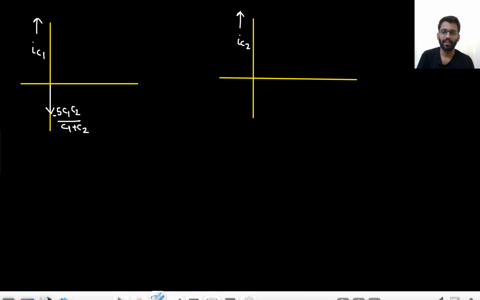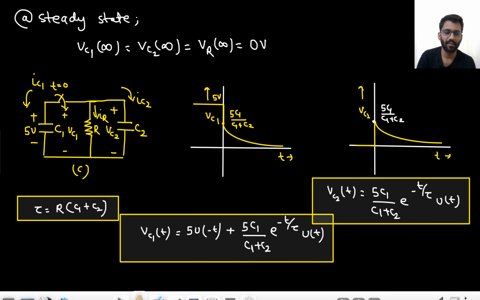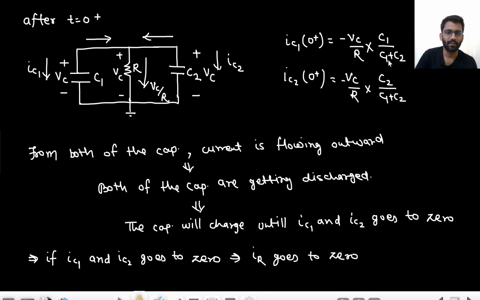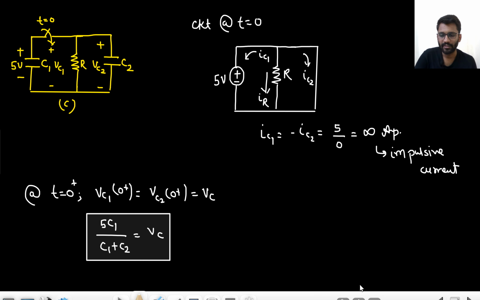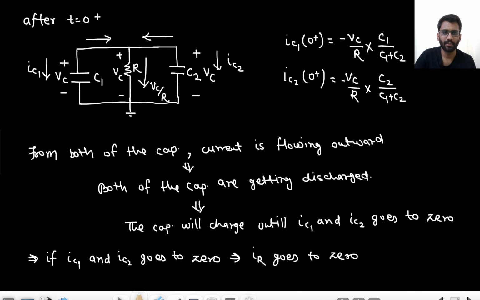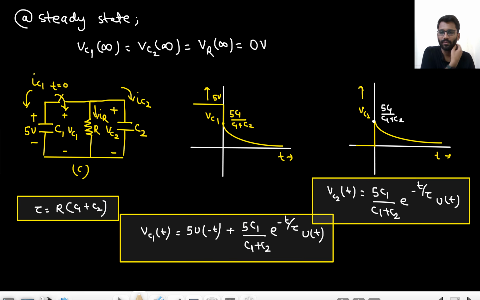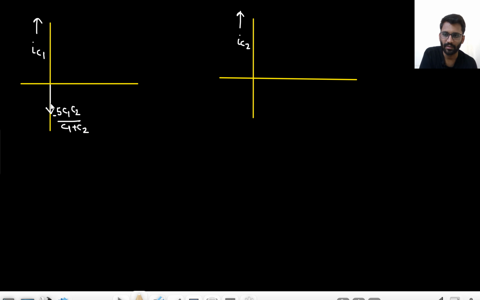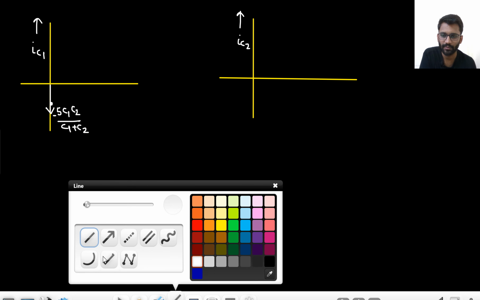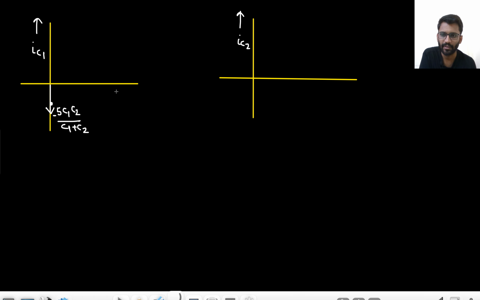Okay. Now at t equals to 0 plus, what is the value of IR? IC, sorry. IC at t equals to 0 plus, that is this value. VC by R into C1 upon C1 plus C2. What is the value of VC actually? Value of VC is 5 C1 upon C1 plus C2. So let's just forget it. We will just write VC by R, C1 upon C1 plus C2. So this is the value and then it decays down to 0.